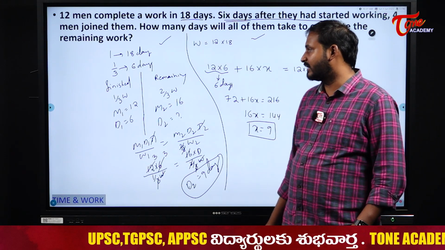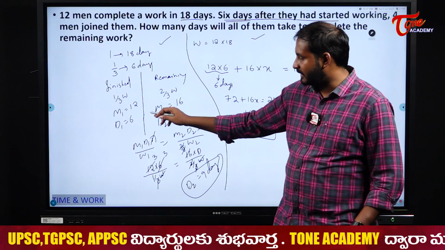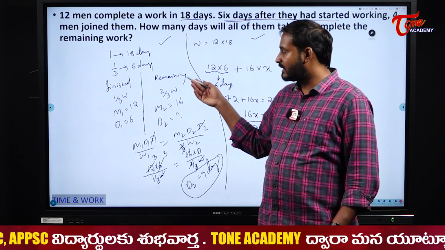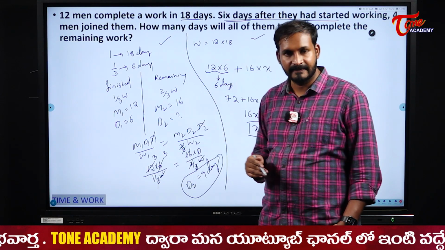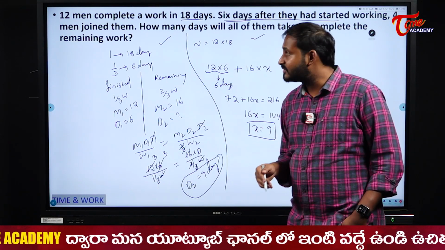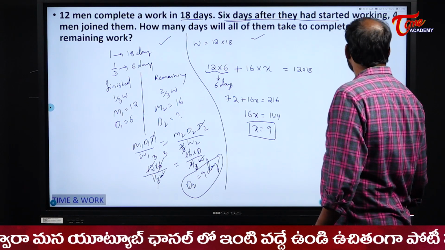1/3 of the work will be done by M1 people, that is 12 people, in 6 days. So the remaining work is 2/3 of the work. It should be done by 16 people in how many days? Like this you can solve this question in two different methods.